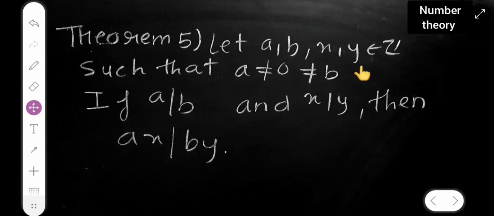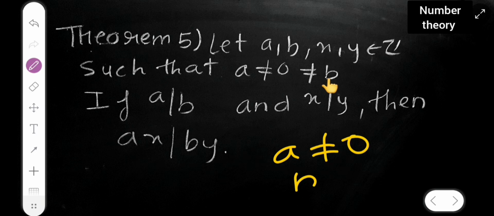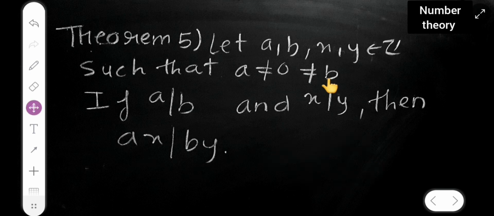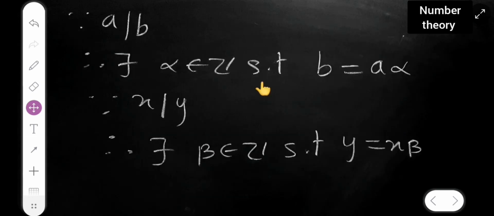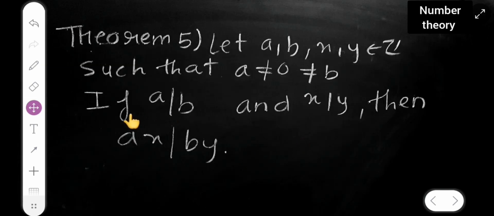Let a, b, x, y belong to Z, such that a is not equal to 0 and b is not equal to 0. That means a and b are not equal to 0. A is not equal to 0 and b is also not equal to 0. If a divides b and x divides y, then ax divides by. So since a divides b, what happens? It is given, right? If a divides b.